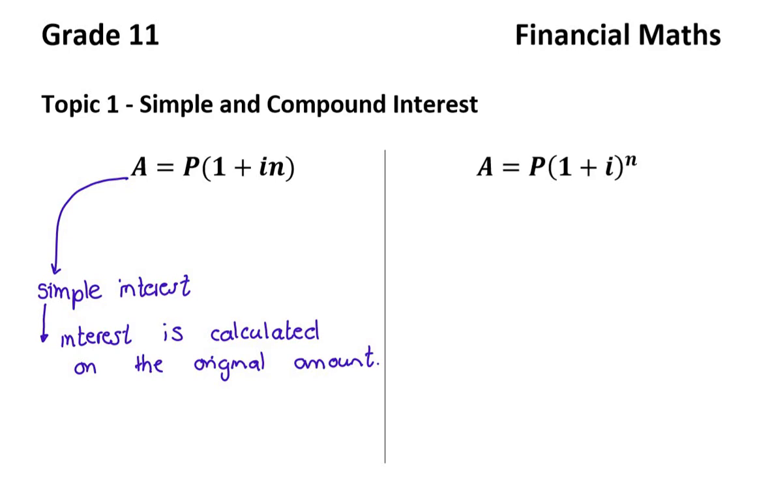So just a note again, interest is calculated on the original amount. Now if it's calculated on the original amount the whole time, the original amount never changes. So what this means is your interest is the same every time. It remains constant. So if it was an annual interest, then every year you would earn the same amount of interest, or you'd have to pay the same amount of interest.